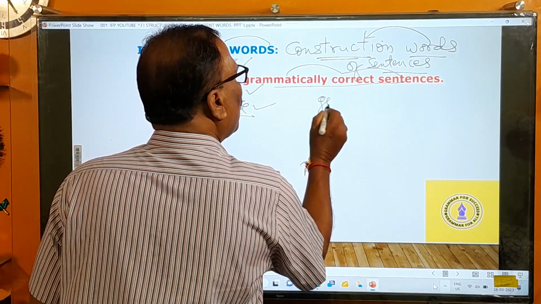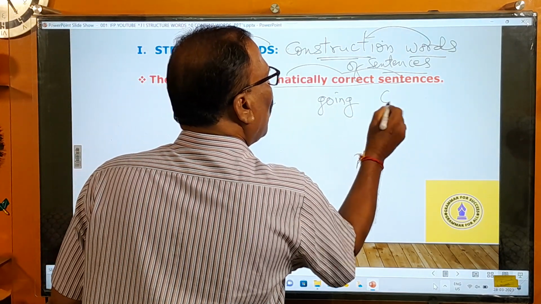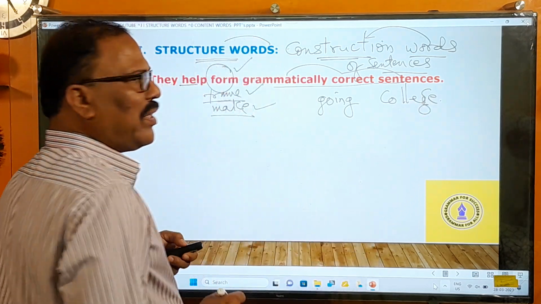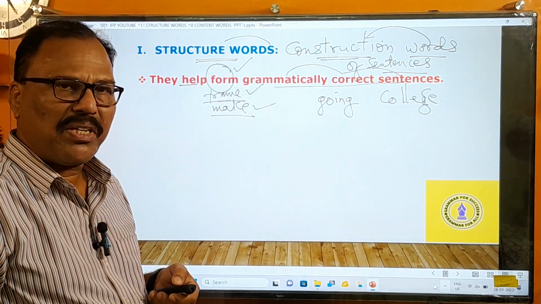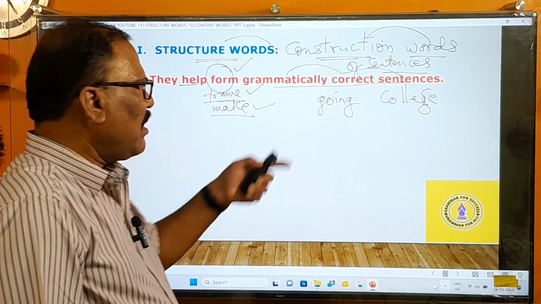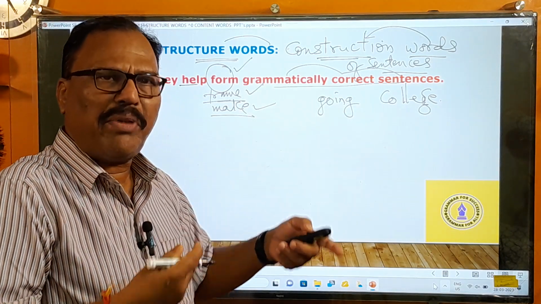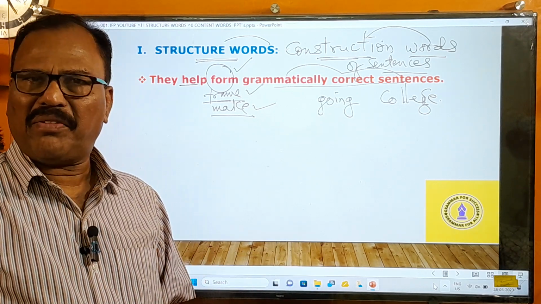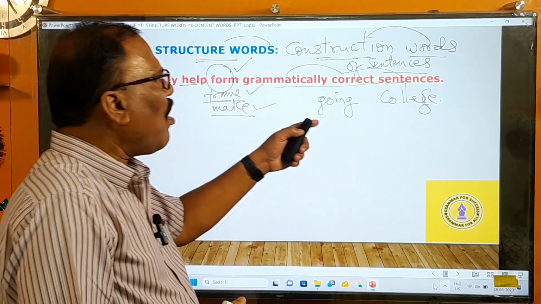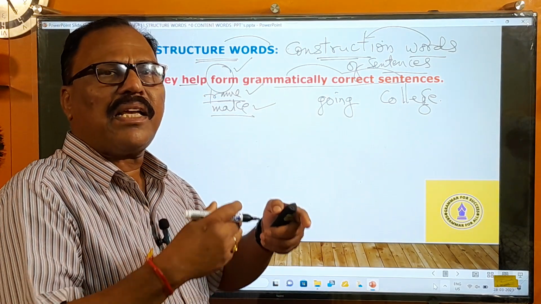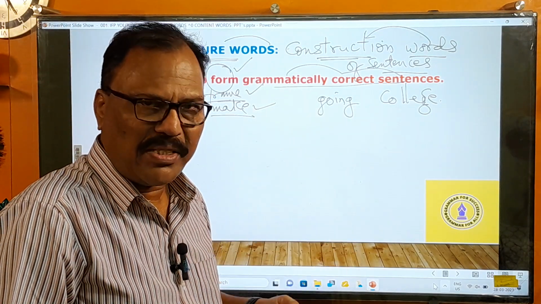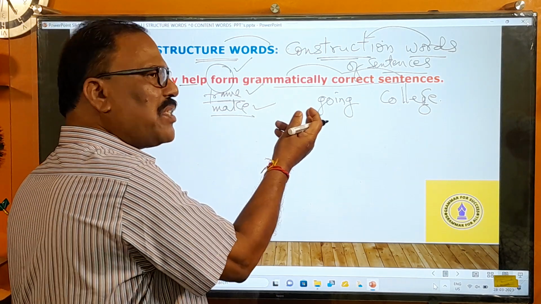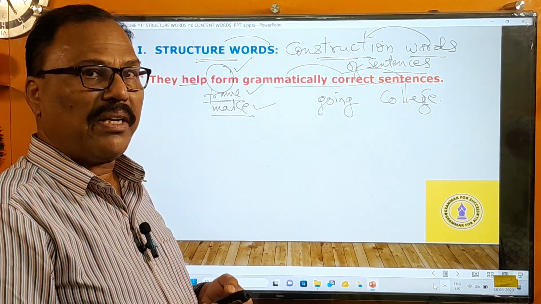For example, going college. Going college. What do you make out from these two words? Individually, they have their own meaning. Going has got its own meaning. College, you all know very well. Going college. But they are not making any sense as a whole, right? Individually, they are making some sense, but as a whole, they are not making any sense, right?